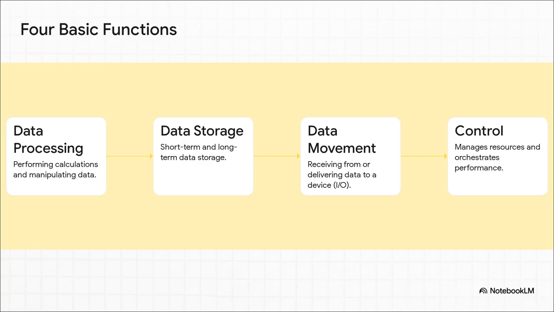Then there's data storage. A computer has to be able to remember stuff, both for the short term, like what it's working on right now, and for the long term, like saving your files. Next, you have data movement. It has to get information from the outside world and send it back out. We call this input-output, or I/O. And finally, the 4th job, control. Something has to be in charge, managing all these other functions and making sure everything happens in the right order. It's the conductor of the orchestra.